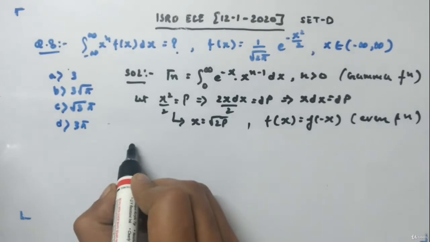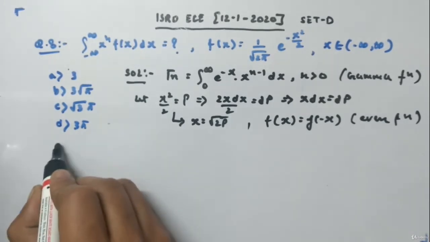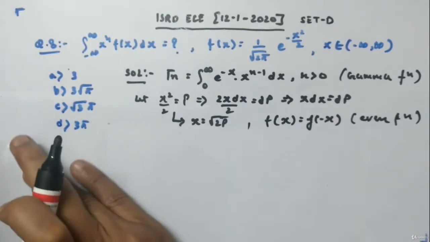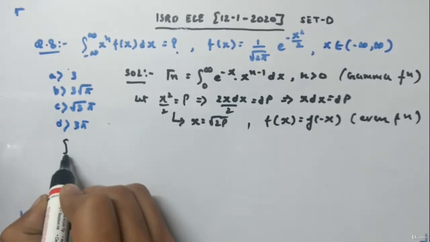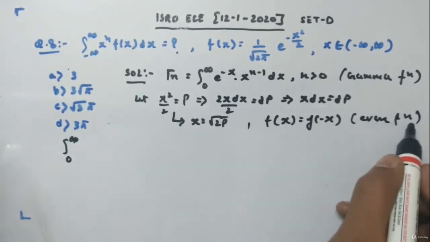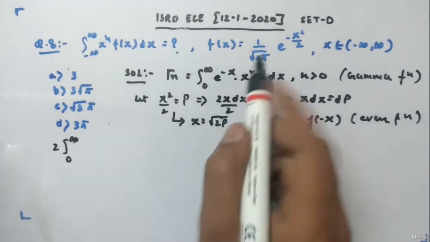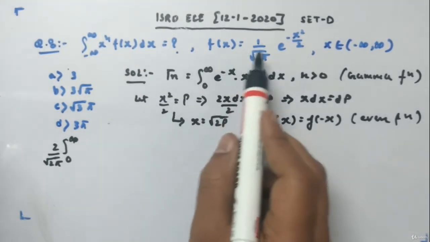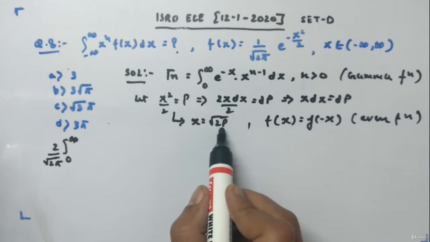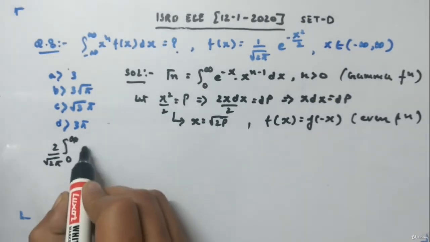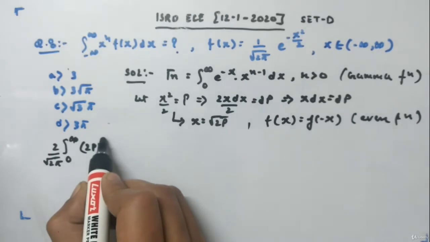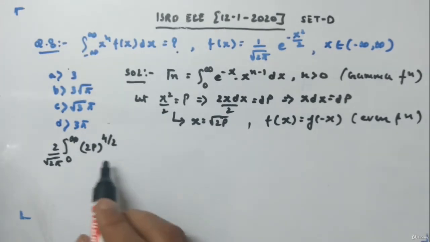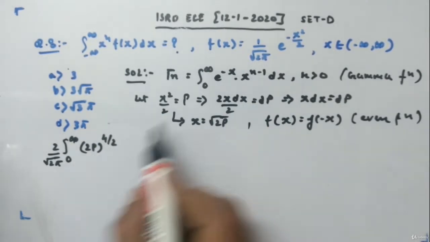So now I will have the integration from 0 to infinity because of this even function, and there will be a 2. I'll take 1 by under root 2 pi common. Inside you have x to the power 4, where x is under root 2p, so you can write (2p) to the power 4 by 2, because of this 4, and under root 2 can be written as power 1 by 2. Okay, so now this is done.